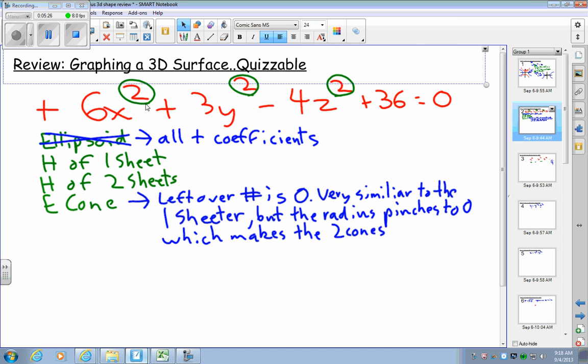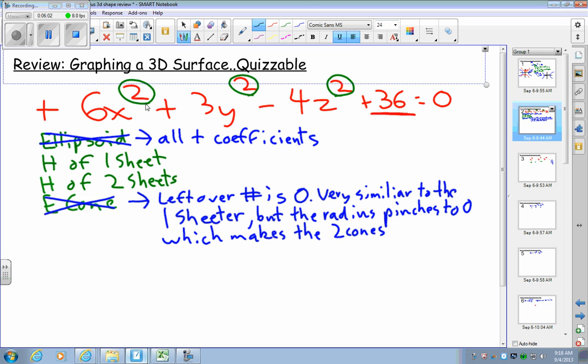Well, since this number here is 36, that does not have a 0 to it, so it can't be the elliptical cone. Okay? Now, when you look at that one sheet and the two sheet, the one sheet has one negative, and the two sheets has two negatives. So right now, I definitely agree it has one negative in the equation currently, so it's going to feel like it's the hyperbola of one sheet. Do not declare that yet, though, because your issue is you have not moved that 36 over.